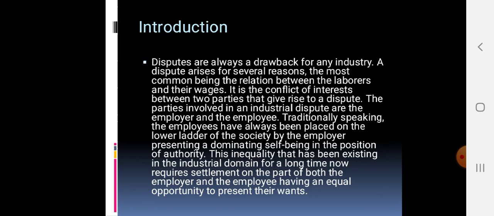Initially, to solve disputes in the industry, organizations used to apply the Trade Disputes Act 1929. There were many shortcomings in this act, which included the imposition of certain restrictions on the right to strike and lockouts in the public utility services, and there were no other related provisions. So the Industrial Disputes Act 1947 came into picture. This is the introduction to this act.